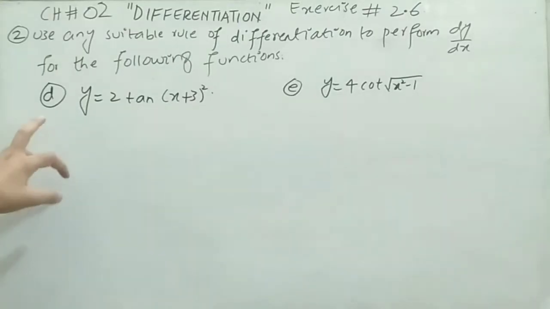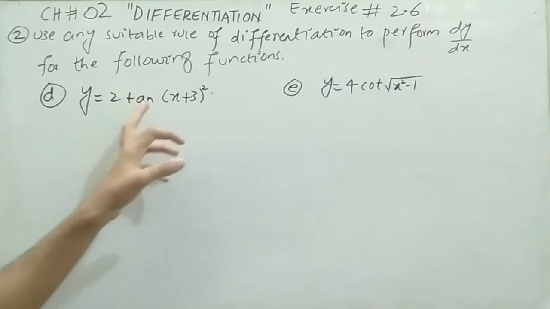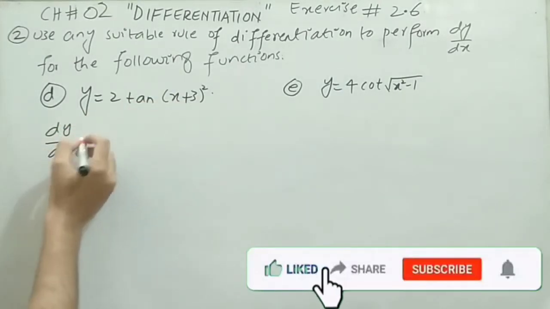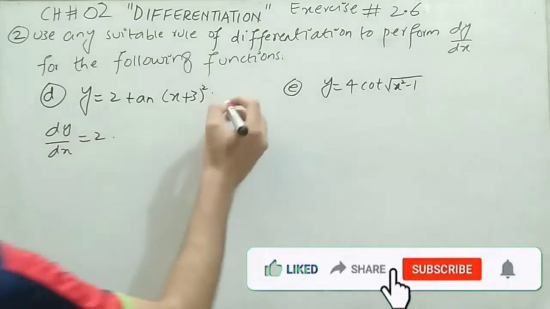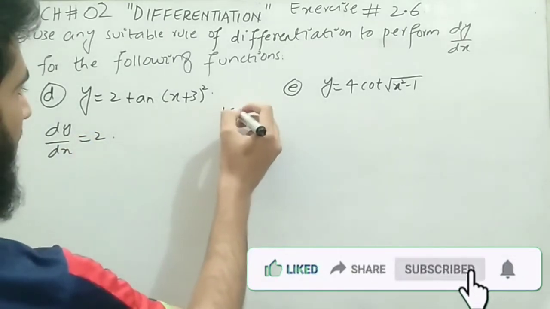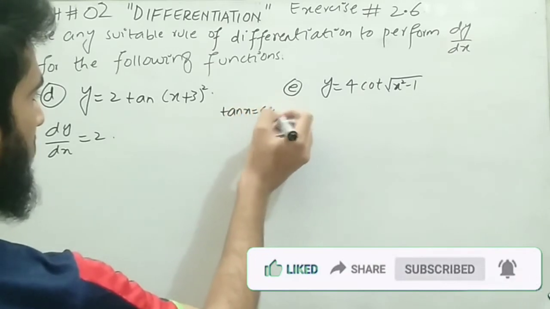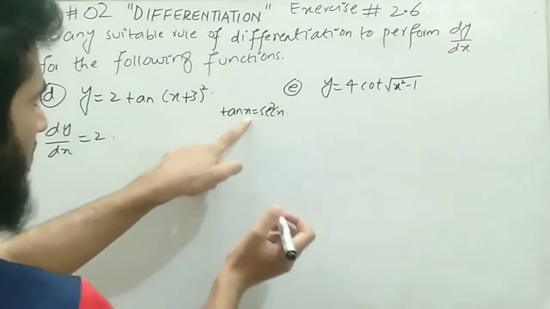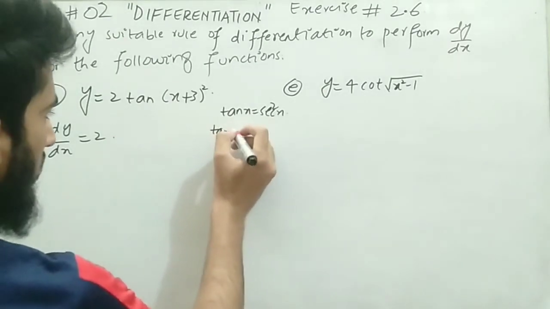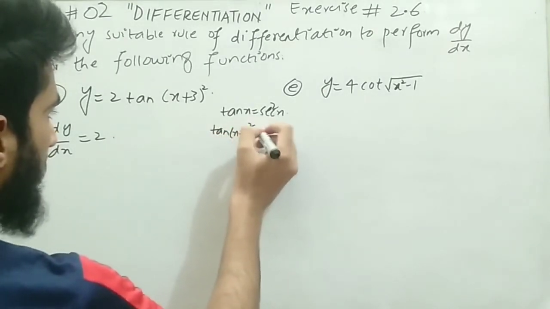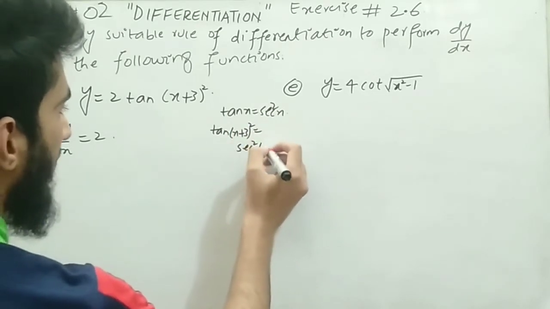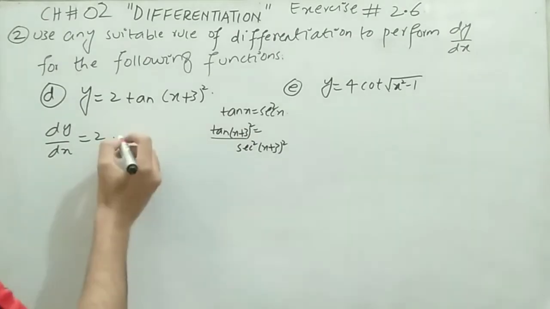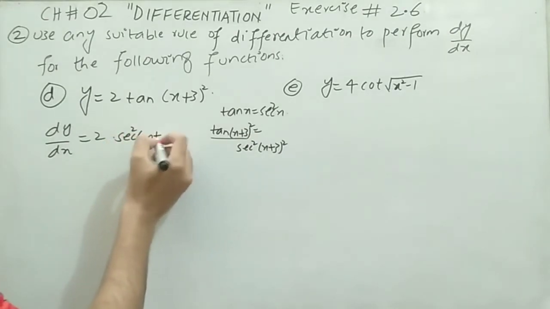Now move toward part number D. It tells that y is equal to 2 times of tangent into x plus 3 whole square. So taking the derivative of both sides, it becomes dy by dx will be equal to 2 times of, you know that derivative of tangent x is always equal to secant square x. But here the function is x plus 3 whole square, so it means replace x with x plus 3 whole square, so the derivative of tangent x plus 3 whole square will be equal to secant square x plus 3 whole square.